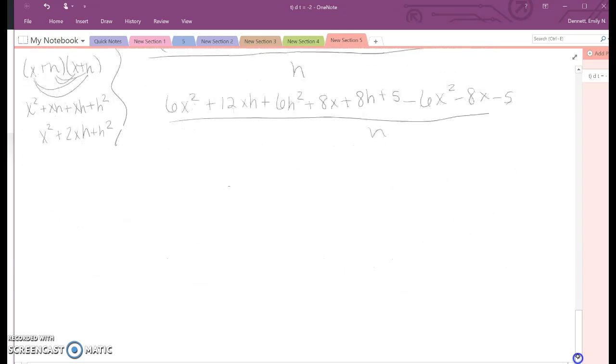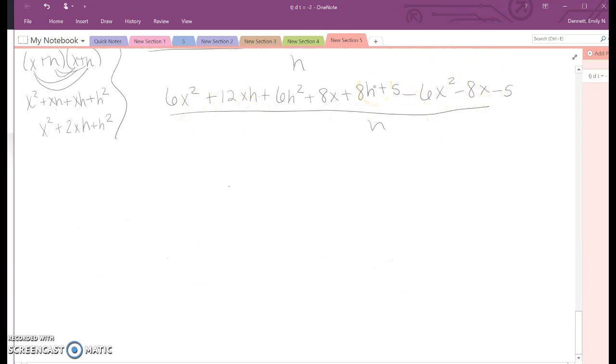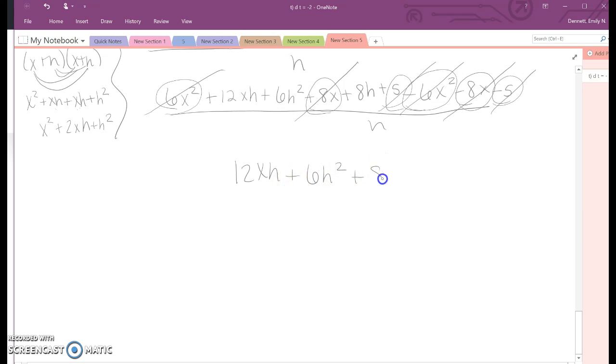Now we're going to simplify the numerator. We want to look at where we have things that are the same but with opposite signs. So this 6x squared and this minus 6x squared cancel each other out. Those add to 0. This 8x and this minus 8x cancel each other out. And this 5 and this negative 5 cancel each other out. So one hint: every term that doesn't have an h in it, if you've done everything correctly, should cancel out. So I have 12xh plus 6h squared plus 8h all over h.